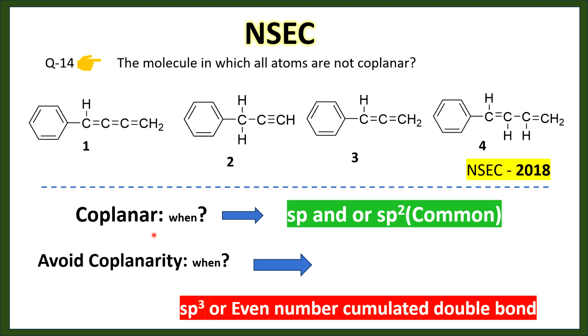First note that molecules are coplanar when all atoms are sp or sp2, that is common, and coplanarity is avoided when there is sp3 or an even number of cumulative double bonds. We could see here 1, 2, 3, this is a cumulative double bond, but it is also an even number. In this case there are isolated and conjugated double bonds, and then the answer is this one, which is sp3 hybridized, not coplanar, and this could be so also, as there is only an even number of cumulative double bonds.